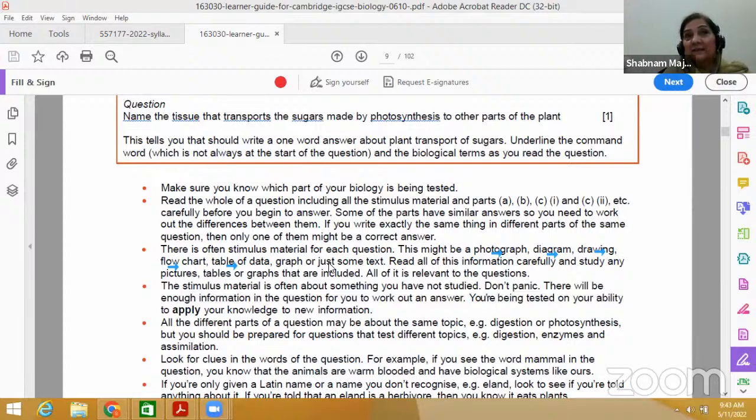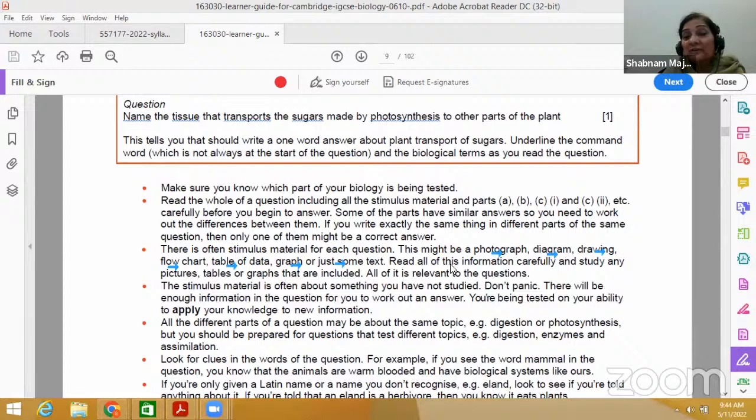Vaccine and all that. Relationship between lung cancer and smoking and whatever. A graph is given. What type of graph is given? Line graph given, bar chart given, histogram given, pie chart given. You should see the graph, type of graph, or just some text is given.